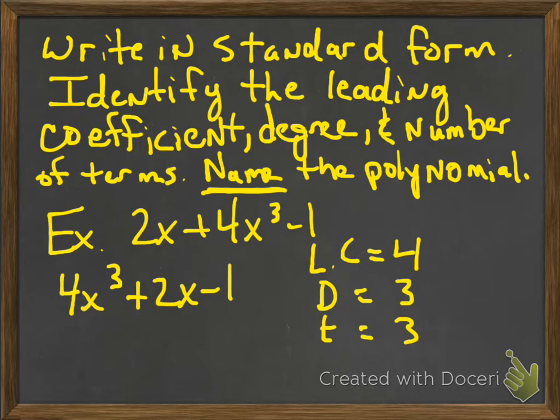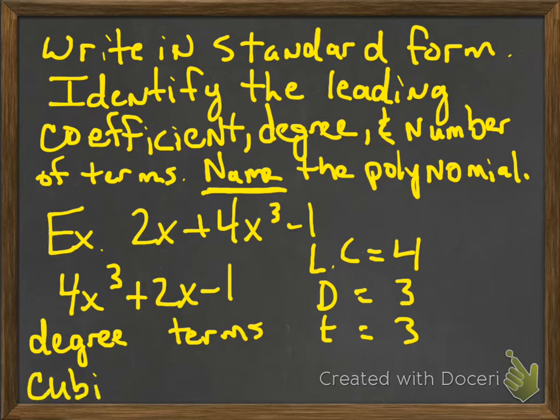Like with the example that we took earlier, notice degree first, term second. So the degree is cubic. How many terms? This is 3 terms. We can give it a more specific name. With 3 terms, what would that be? Trinomial. So this is a cubic trinomial.